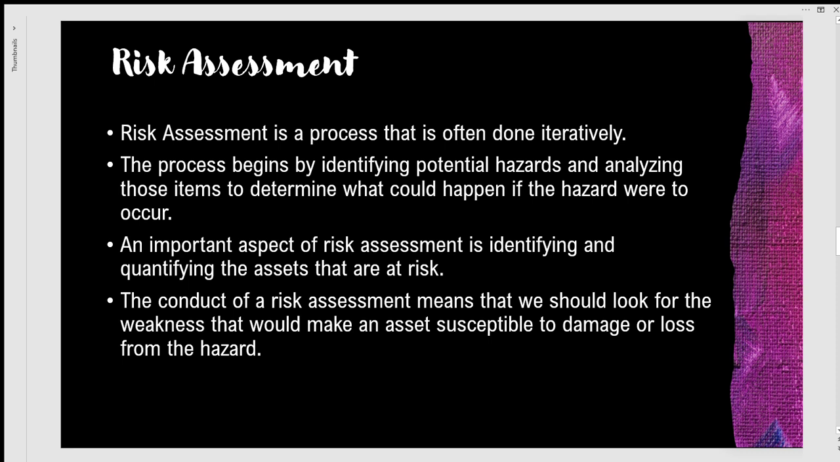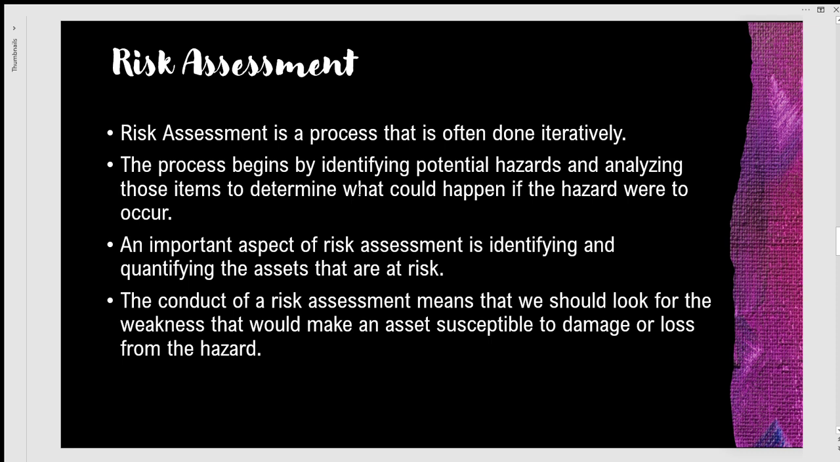Risk assessment is a process that is often done iteratively. So, when we say iteratively, repeated. Why? Dahil sa isang company or business or management, madaming risk na pwede ma-encounter. And ang goal dito ay malaman natin yung different outcome na different risk. That's why repetition siya. Kasi maraming pwede maging outcome. And yun yung habol natin to know the different outcomes.